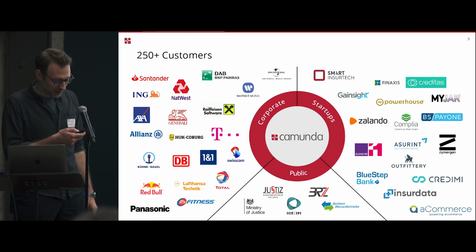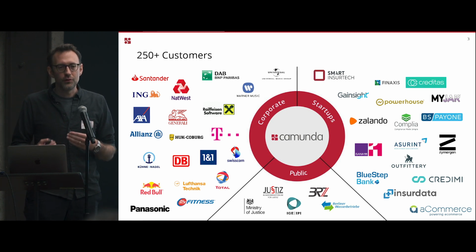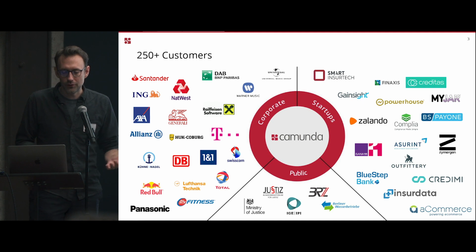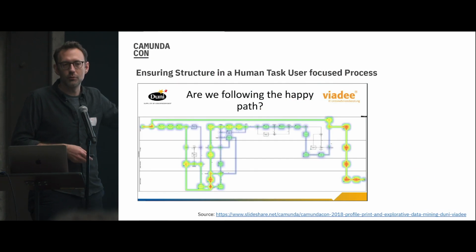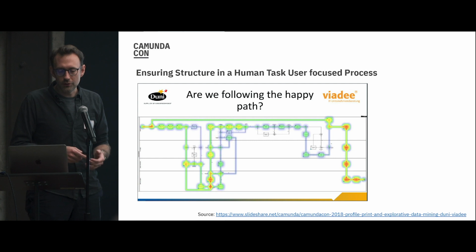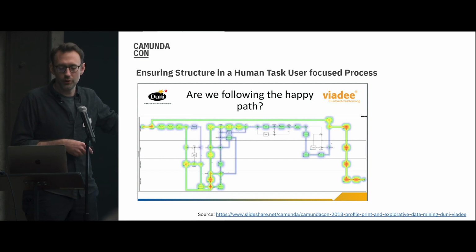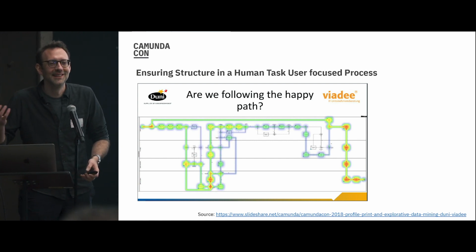So anyway, Camunda is used by all these companies. And now just to look into a few concrete use cases. This is something that was presented at CamundaCon two years ago. CamundaCon is our annual user conference that we do in Berlin every year, in September always. And this is by a company called Duni. They are a very big manufacturer of paper tissues.